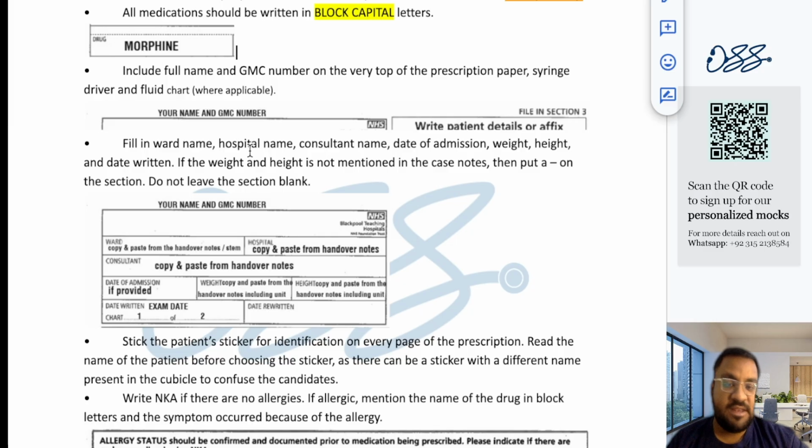Even if you're prescribing morphine correctly, but you haven't written morphine in block letters, you're going to fail the station. And as you can see in the picture that I've attached, morphine is written in block letters. Okay, very important.